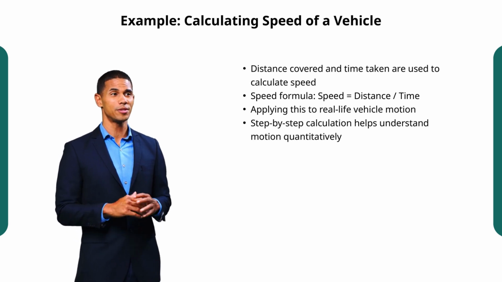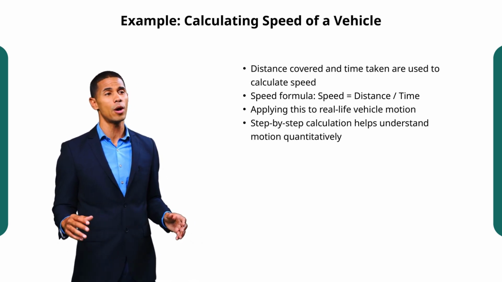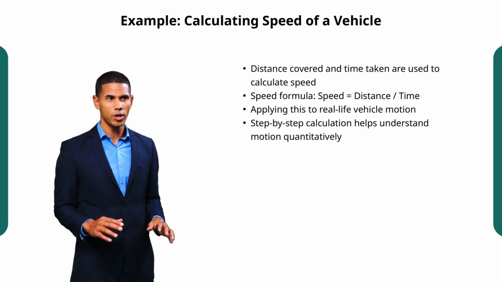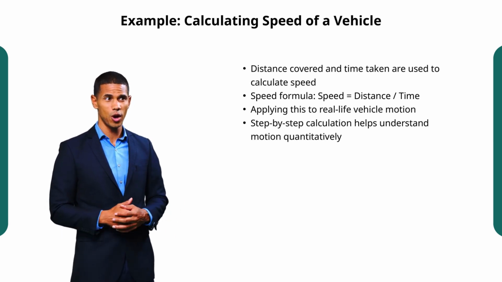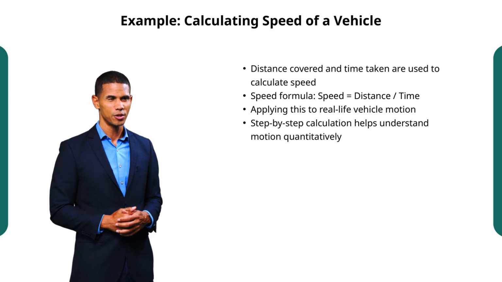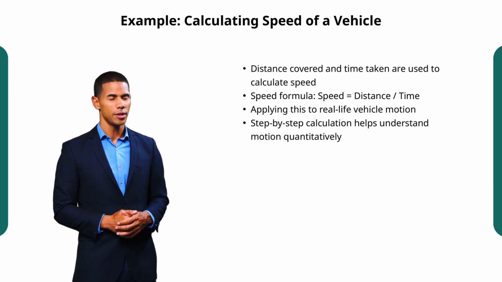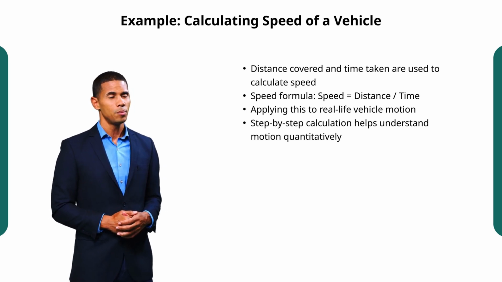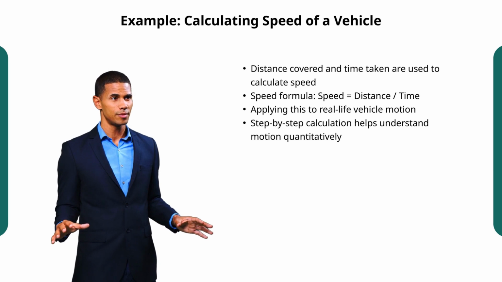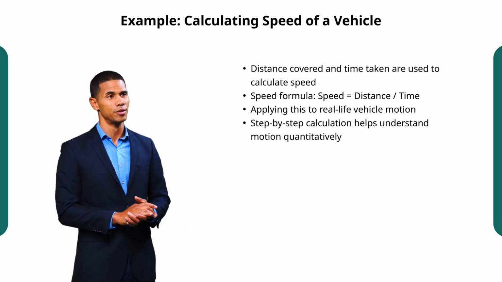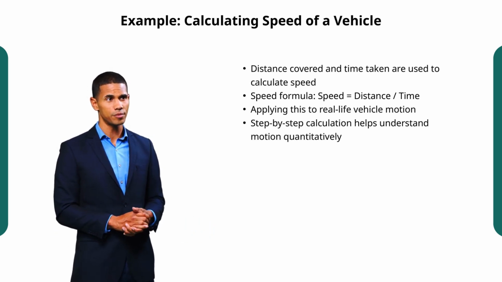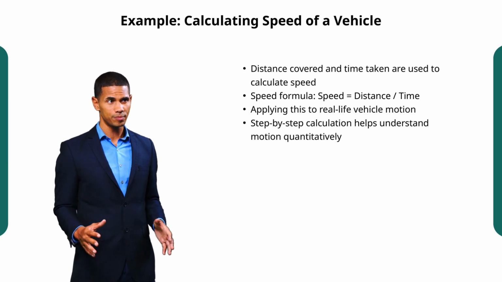Step 4. Calculating gives us 50 kilometers per hour. Step 5. That means the car moved on average at a speed of 50 kilometers per hour. This step-by-step approach helps us understand motion numbers precisely. Isn't it fascinating how this simple formula explains how fast objects move?